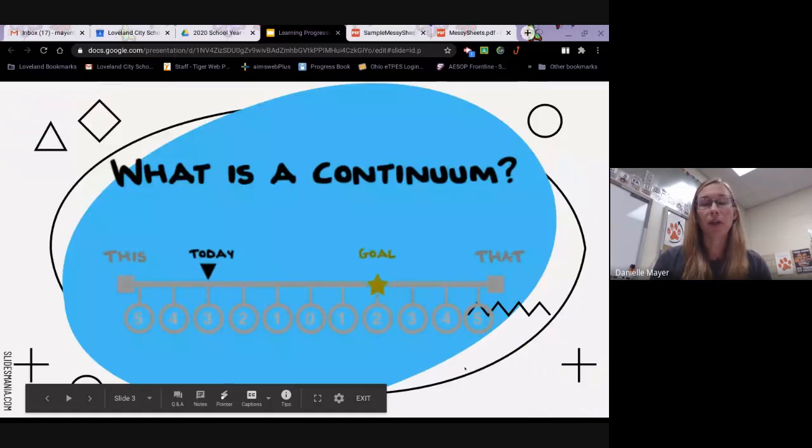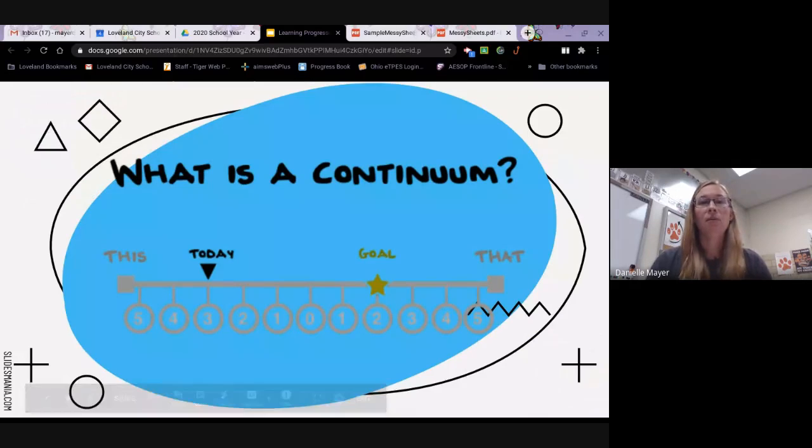Just so that we're all on the same page, we're going to talk for just a second about what my thoughts are when I think about learning progression, so that we make sure that we're all thinking the same thing. I kind of think of it as a continuum. So here's where we are today, and here's where we would like to be, or our goal, whether that's the benchmark or whether that's just where I think I can push this kid.